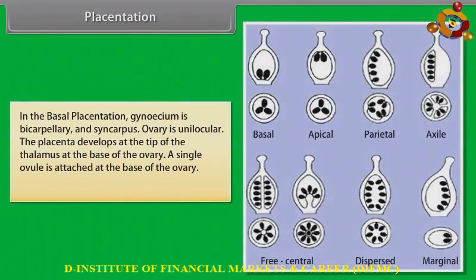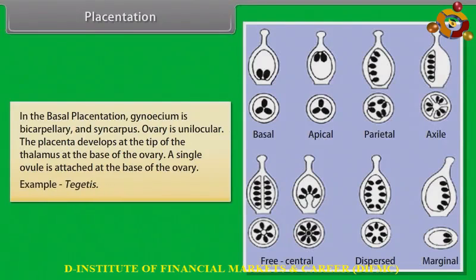In the basal placentation, gynoecium is bicarpellary and syncarpous. Ovary is unilocular. The placenta develops at the tip of the thalamus at the base of the ovary. A single ovule is attached at the base of the ovary.